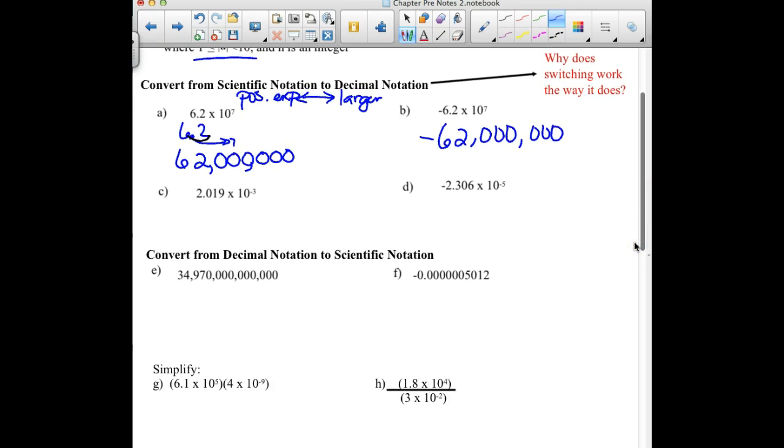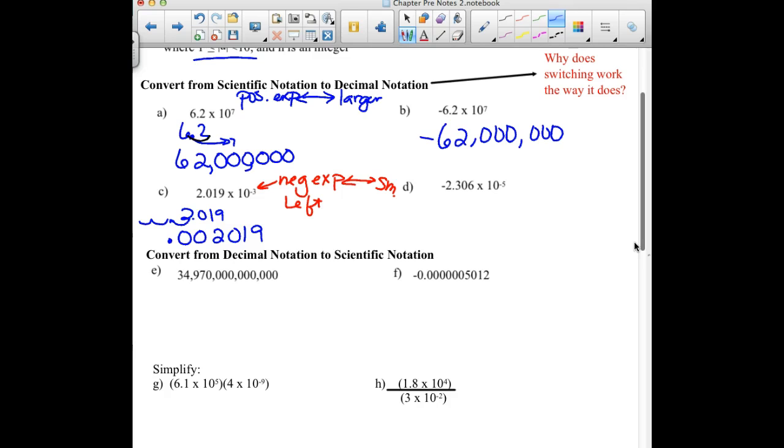All right. If we have a negative exponent, it means we have to move to the left. So our number is going to get smaller. Okay, so we had 2.019 times 10 to the negative 3, which means we need to move the decimal 3 places this way. So we're going to have one space used up getting past the 2, and then we need 2 more zeros.